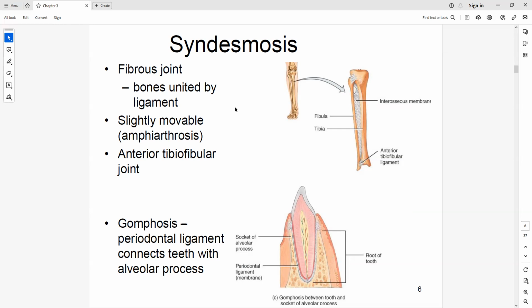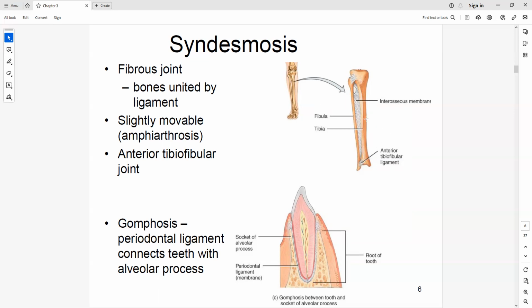Another fibrous joint, this is slightly movable. This is located between the shafts of paired long bones, such as the tibia and fibula in the leg, that is shown here, but it is also found between the radius and ulna of the forearm. So again, two bones are held together by fibrous connective tissue. So by definition, this qualifies as a joint.